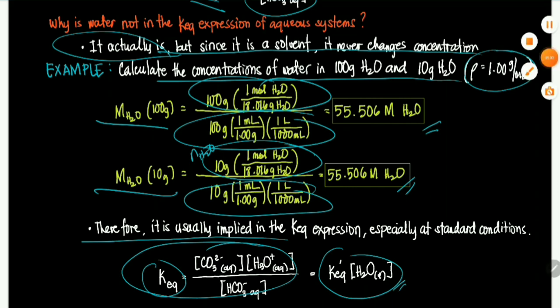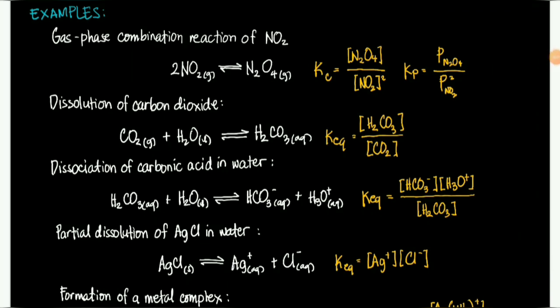Okay? So, here we have some examples of equilibrium reactions and their equilibrium constant expressions. For example, we have the gas phase combination reaction of nitrogen dioxide: 2NO2 gas becomes N2O4 gas. Since both are gases, for the Kc, if the volume is given, you can determine the equilibrium constant in terms of the concentration.